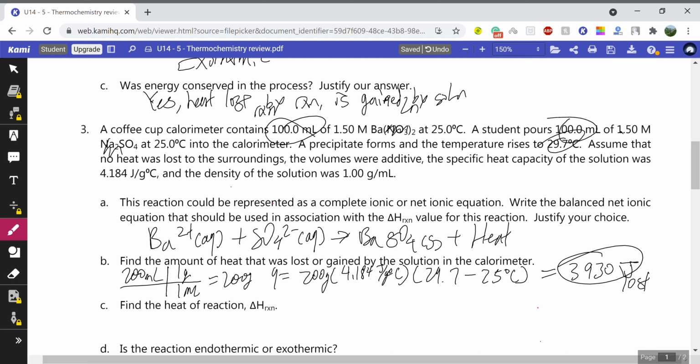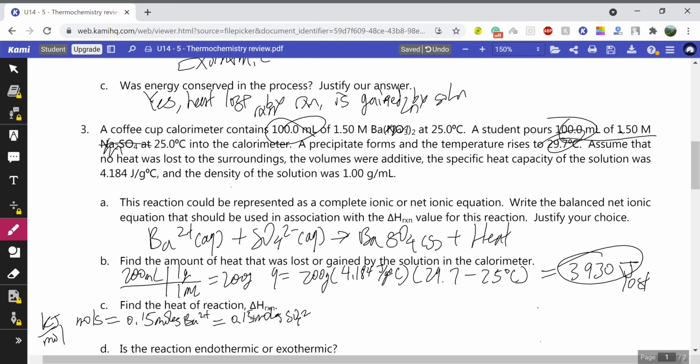And now we need to find the delta H. So first, let's calculate the moles. Again, kJ divided by moles is equal to our delta H. That's why we need to find the moles first. Moles is 1.5 molar times 0.1, which is 0.15 moles of Ba2 plus. And since it's the exact same thing for SO4, it is 0.15 moles of SO4 2 minus.